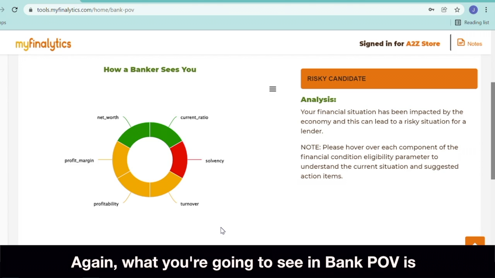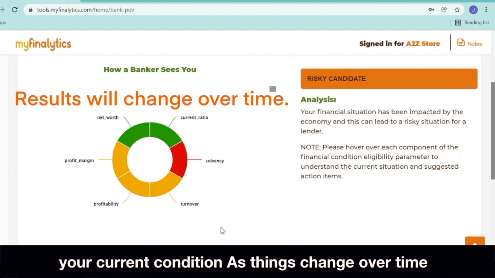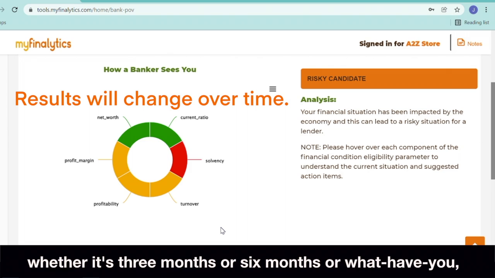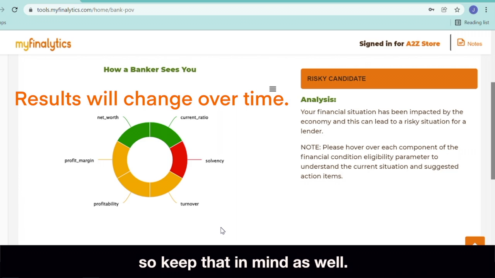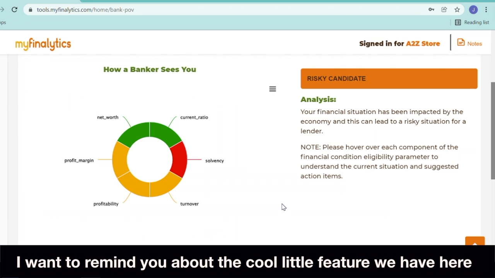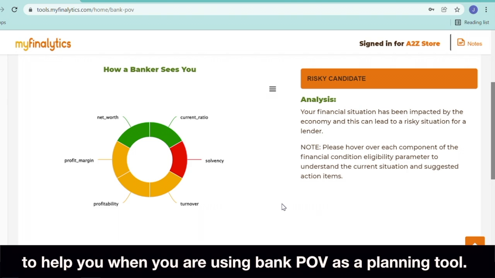So this is a great tool for you to use as you plan and as you come back to it. Again, what you're going to see in Bank POV is your current condition. As things change over time, whether it's 3 months or 6 months or what have you, you're going to see different numbers. So keep that in mind as well. I want to remind you about a cool little feature we have here to help you when you use Bank POV as a planning tool.